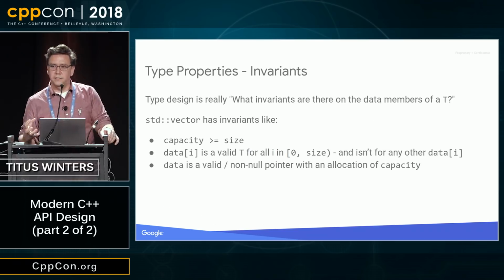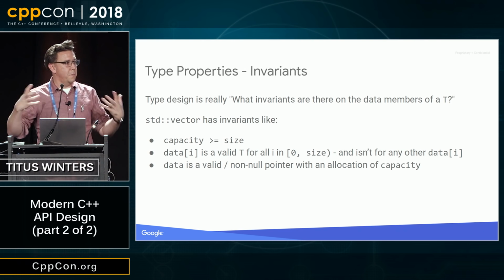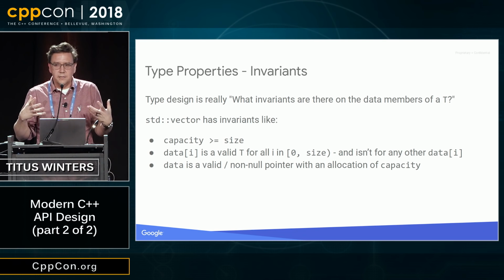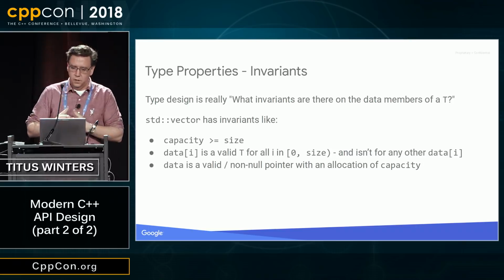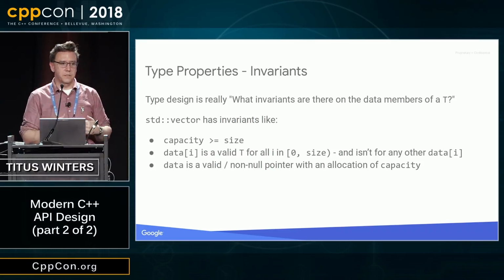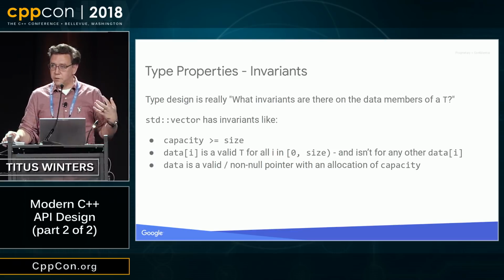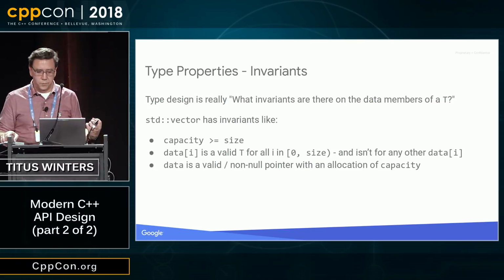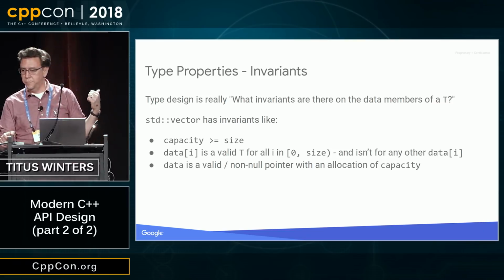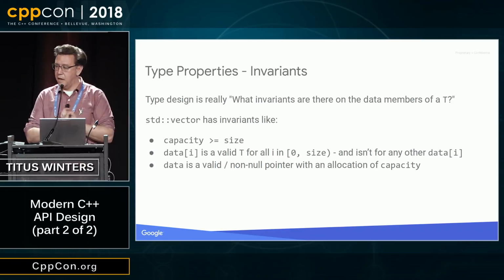And then there's invariants, and we start to get less into syntax and more into semantics, and what is this type about and how is it implemented? Type design, in many respects, is the question of what invariants there are on the data members of a T and on the usage of a T. From a certain perspective, this is the biggest, most important thing. Consider the invariants on vector. Vector's invariants include capacity is always greater than or equal to size.